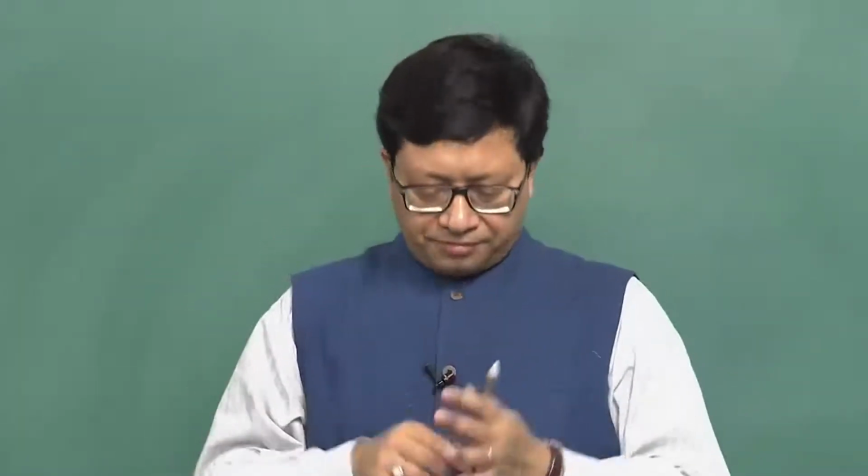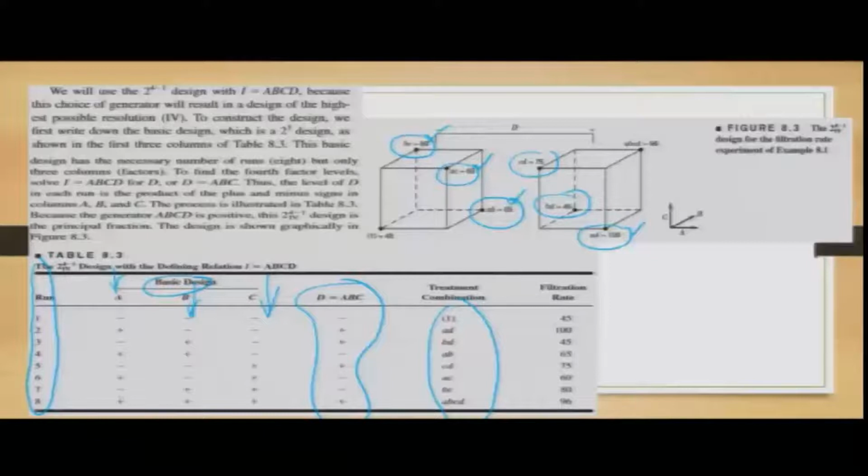That means you are trying to combine all of the factor effects together. If you see the second last row, you have A minus, that means the effect of A is not there, but definitely there is an effect of B, there is an effect of C, but the effect of D, which is for A, B, C, is not there. So, hence the effect would now be labeled by the combination of B and C.